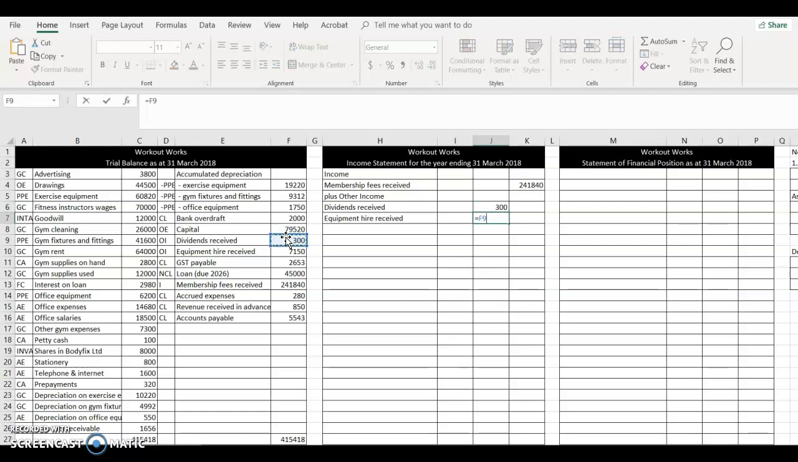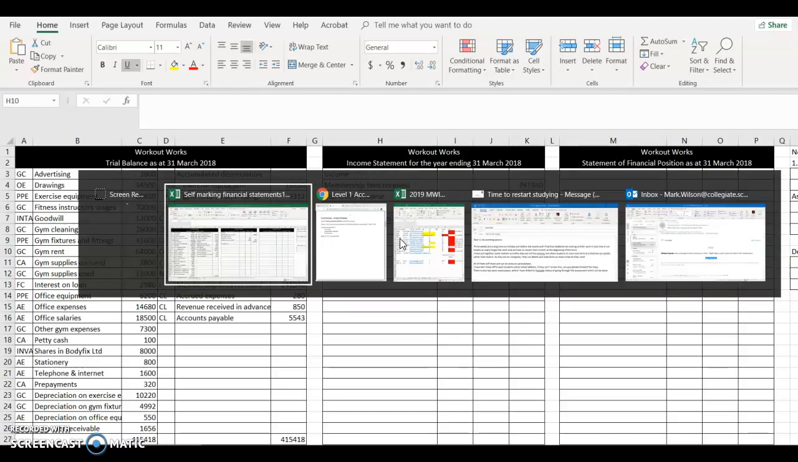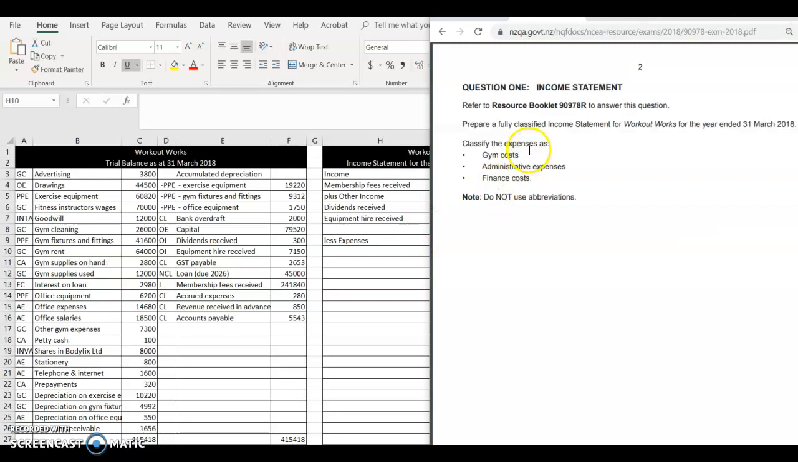Don't worry too much about the columns. But it is important that the main figures are in that last column. So just add those 2 together and we'll get a total income. So that's the total amount of money coming in or earned by the business. Remember, income statement is income less expenses. And the first one we were told, just check, it told us gym costs, administrative expenses, finance cost.